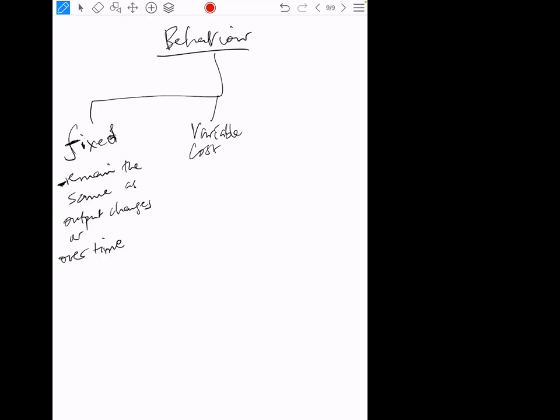So now if we say a cost is variable, it changes due to changes in output. As output changes, this cost will change. It will react and respond accordingly. So direct costs are variable costs.